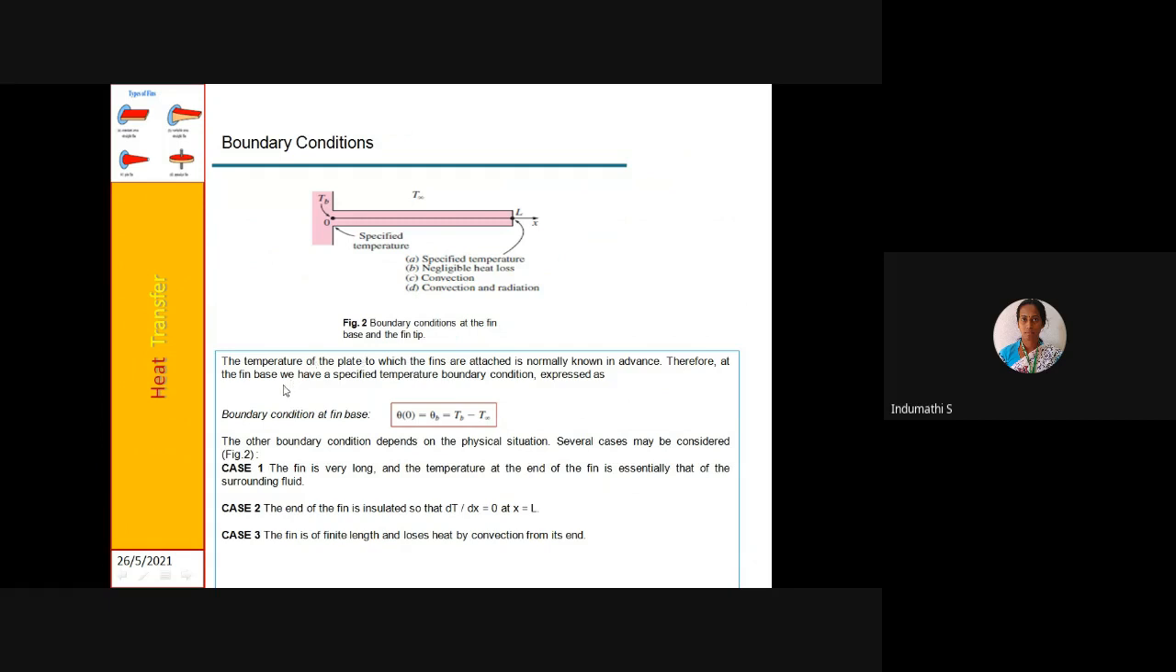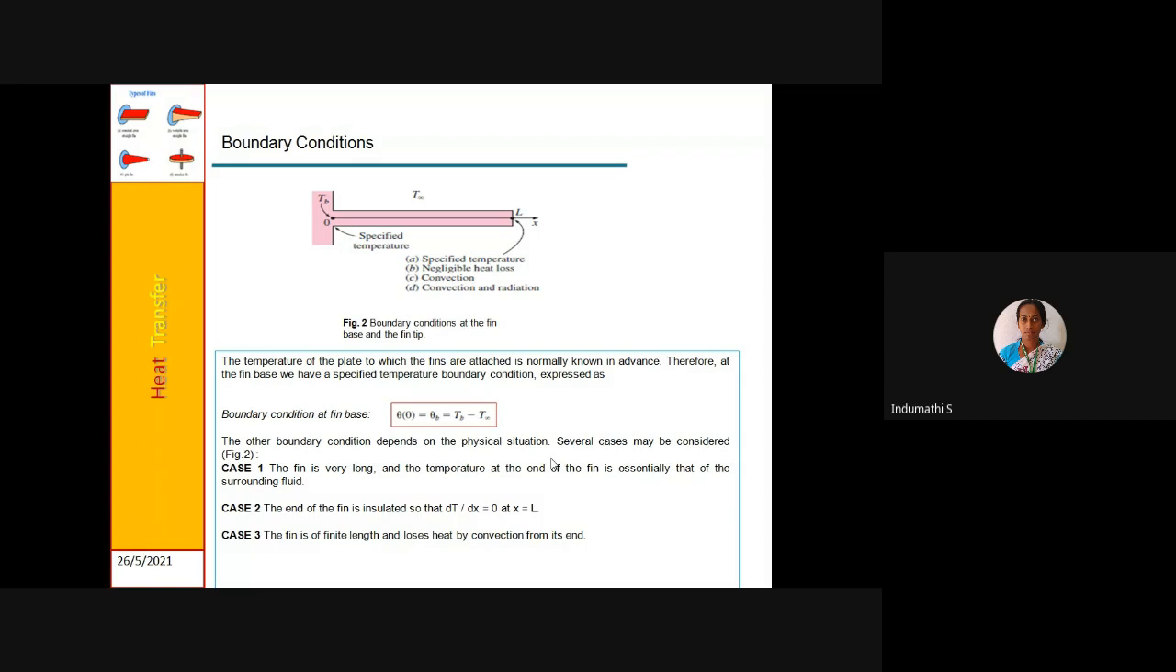Here the temperature of the plate to which the fins are attached is normally known in advance. Therefore, at the fin base we have a specified temperature boundary condition, which can be expressed as theta of 0 is equal to theta b is equal to tb minus t infinity. The other boundary condition depends upon the physical situation. There are several cases that may be considered.